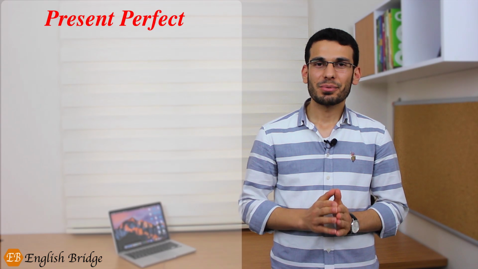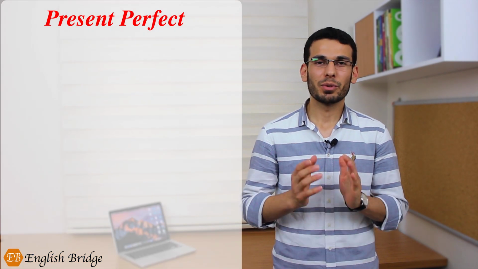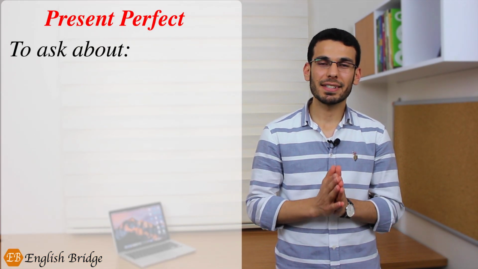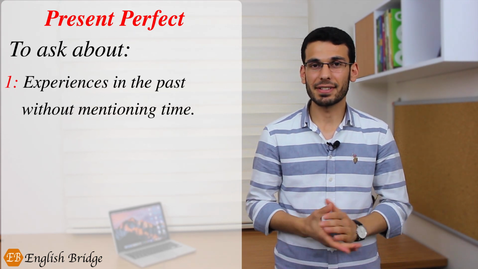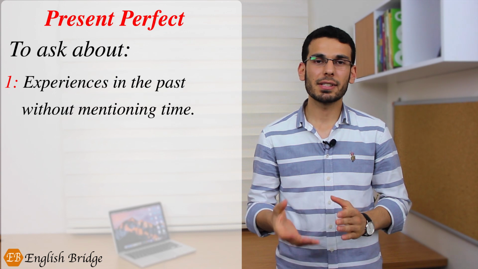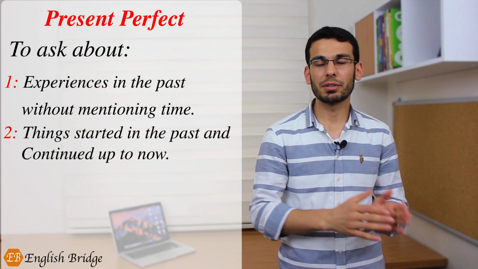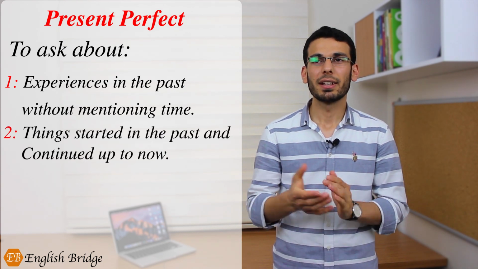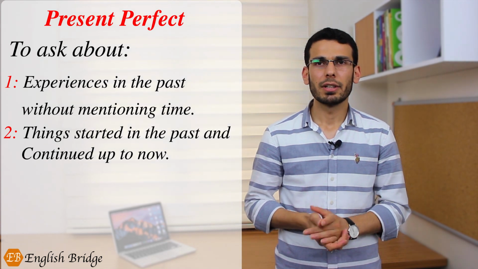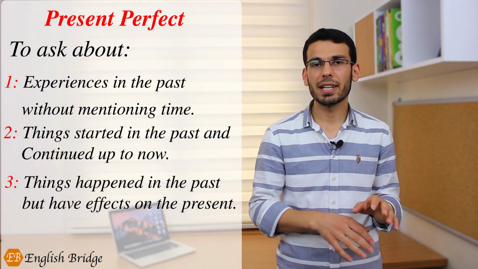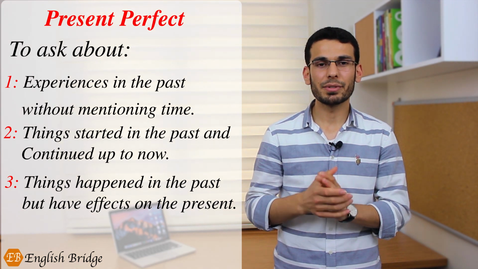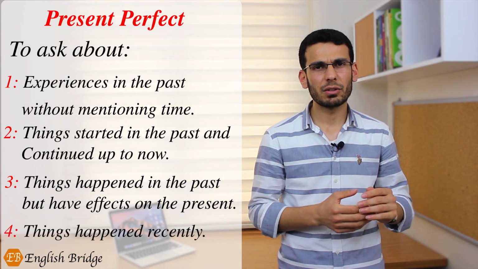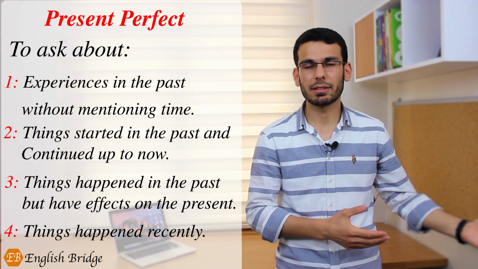Let's move to present perfect questions. The last tense we are going to talk about is present perfect. We use present perfect when we ask about things that happened in the past but there is no specific time, like experiences in the past, or things that started in the past and continued up to now. Okay, and the next point is we use it for things that happened in the past but they have some effects in the present. Okay, and the last point is we use it for things that happened near now, recently.